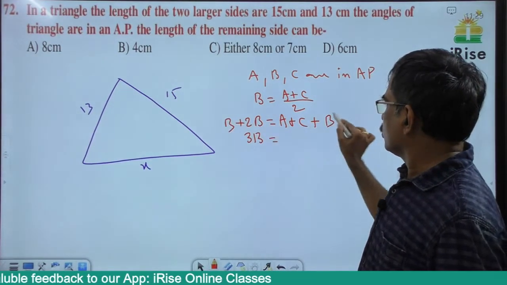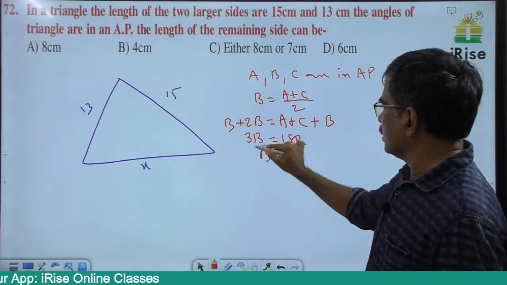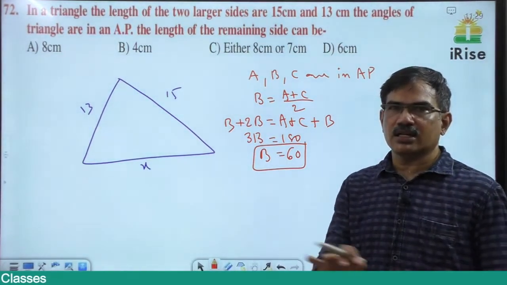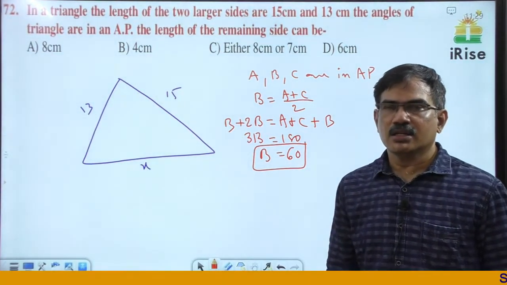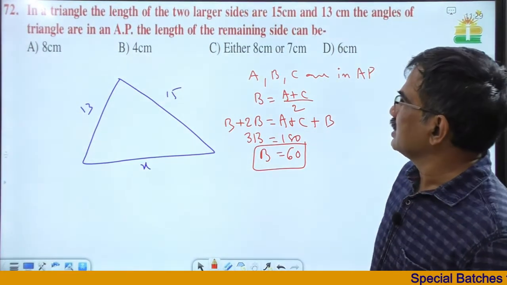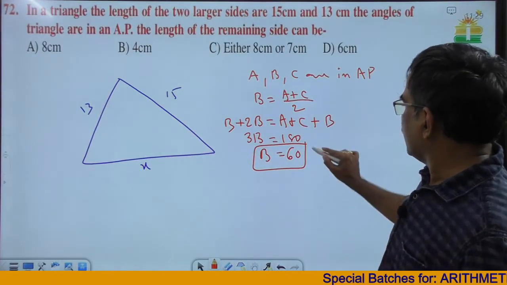3B is equal to the sum of the angles of the triangle, 180 degrees. So B is equal to 60 degrees. The middle angle must be 60. If A, B, C are angles in AP, then the middle angle is nothing but 60 degrees. So angle B is 60. We don't know which one is angle B, but one of the angles is 60.